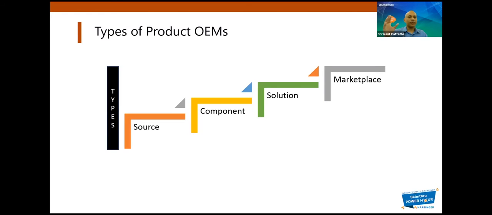The various types of product OEMs. Now, based on the work that we have done over the last 15, 20 years, we have seen that in software, there are four types broadly when it comes to OEMs. One is you are trying to OEM the software at a source code level. The other approach is you're building a component and trying to OEM that as a component within a large ecosystem. The third kind of solution is where you have a comprehensive solution.